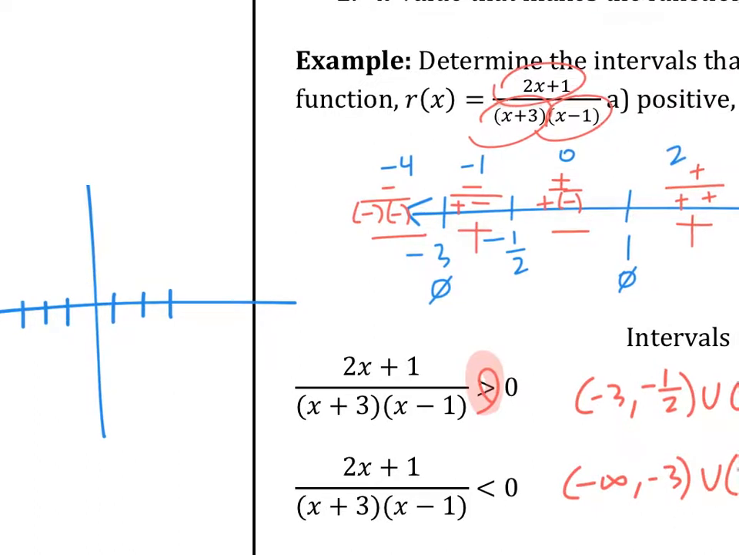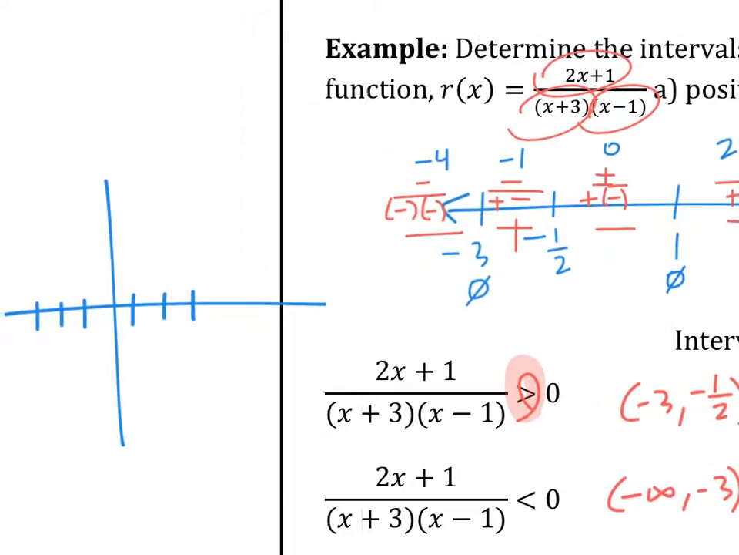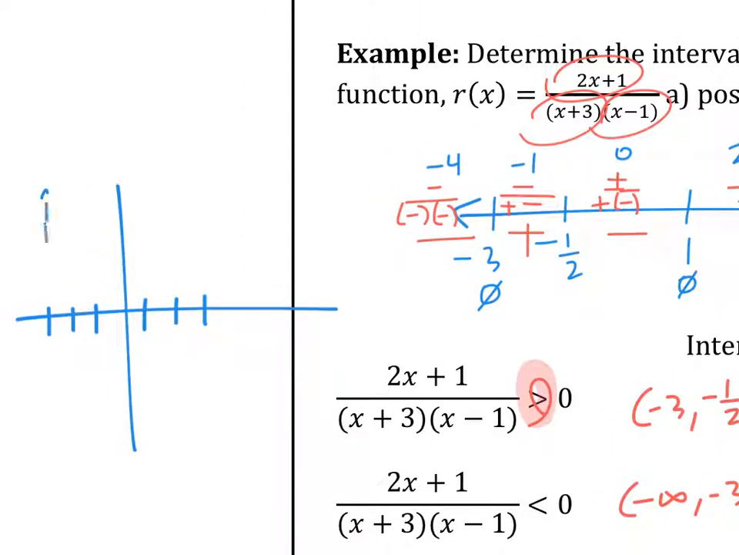It goes from negative to positive. No, at -3. Oh no, it's undefined. It's undefined. So what kind of thing is it? You put the weird circle and then you go the hole. No, it's an asymptote. It's a vertical asymptote.